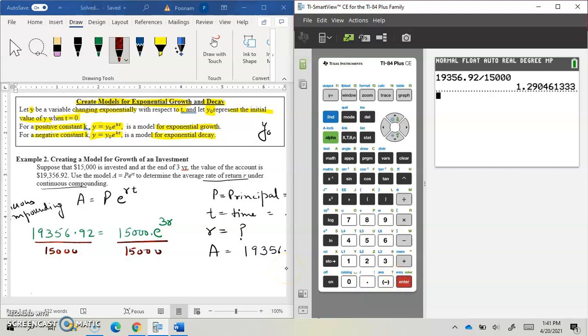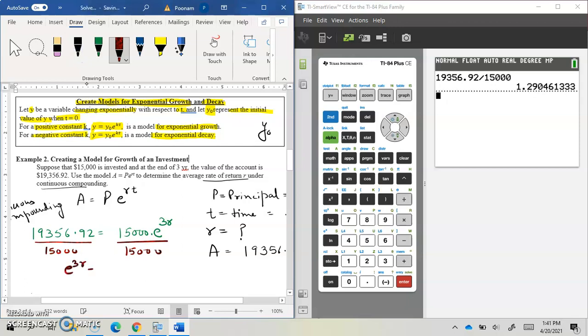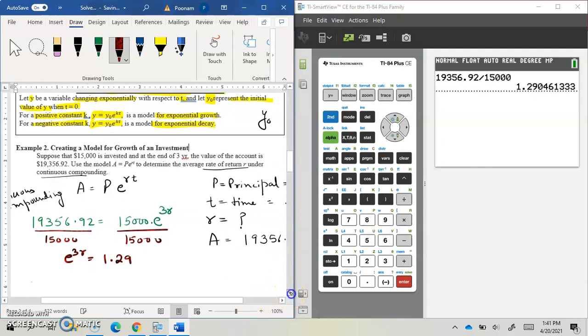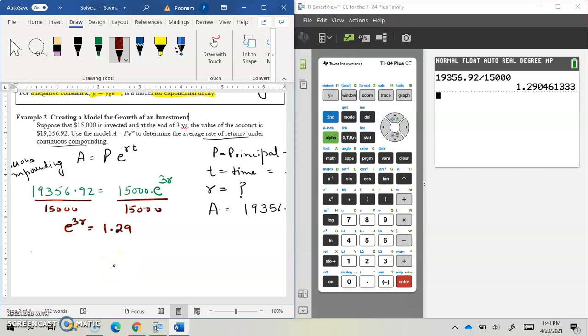So we have e raised to power 3r is equal to 1.29 approximately. Now our goal is to find r. That means we need to get rid of the exponential, right? So what do we do? We are going to take natural log on both sides.